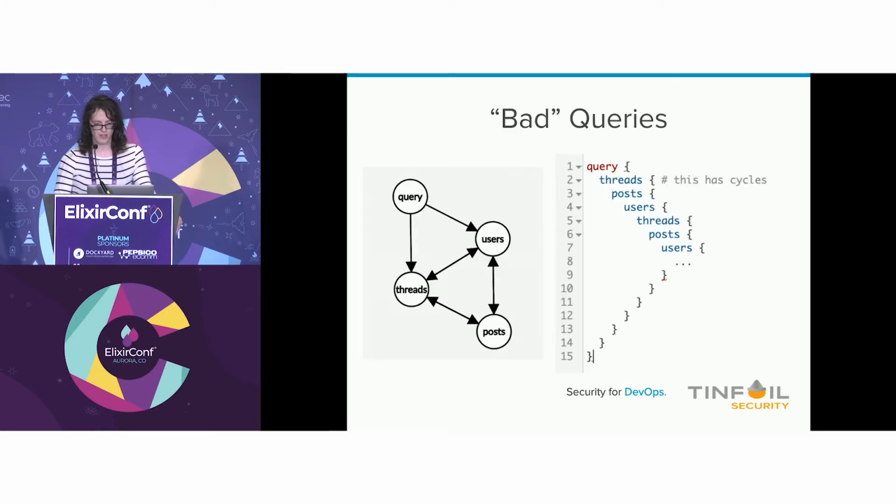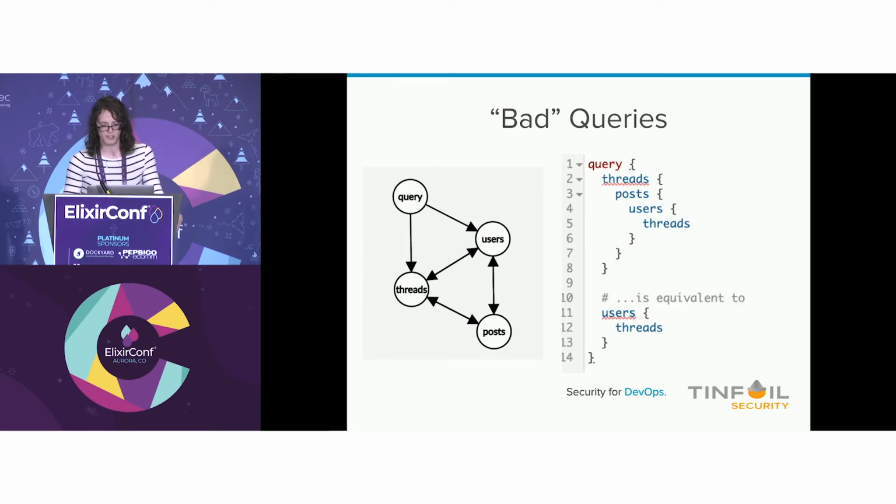So for examples of what I mean, on the right there, I just have a really basic graph of an example schema. Maybe it's for a forum. There's threads, users, and posts. You can get from the root to threads or users. And then from there, you can either get to posts or back to users and threads. A bad query would be the one on the side there where we go threads, posts, users, threads, posts, users, ad infinitum. That would not tell us anything new about the API, so we want to filter things like that out.